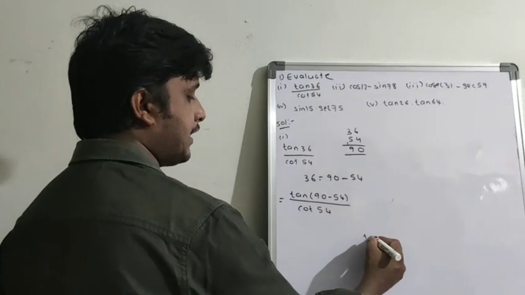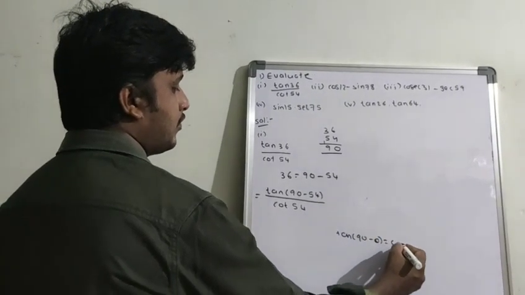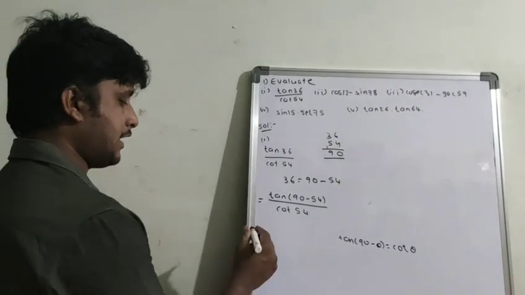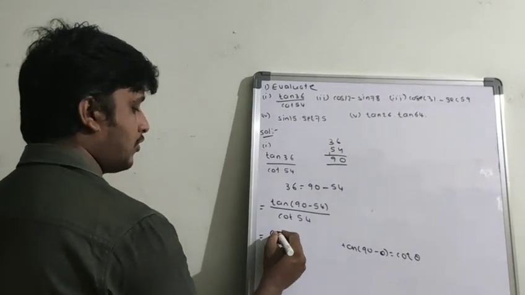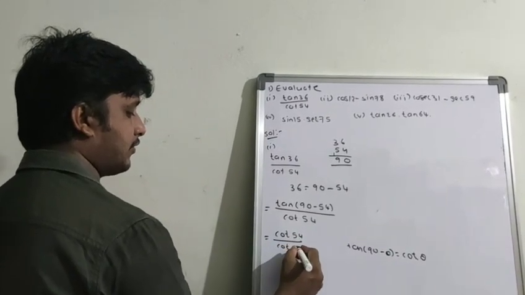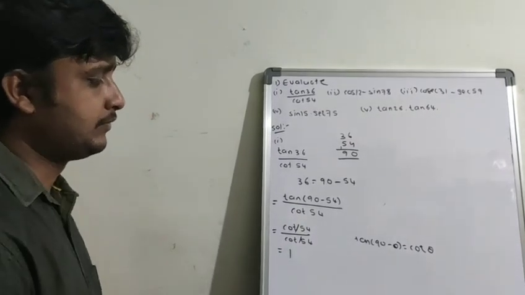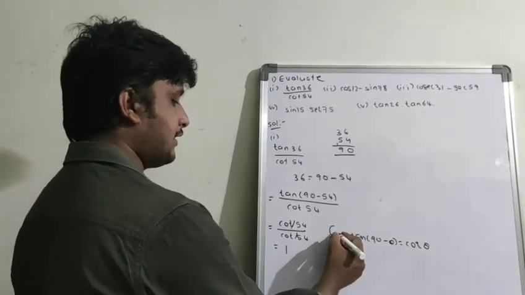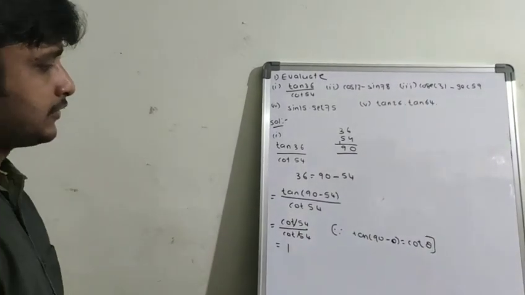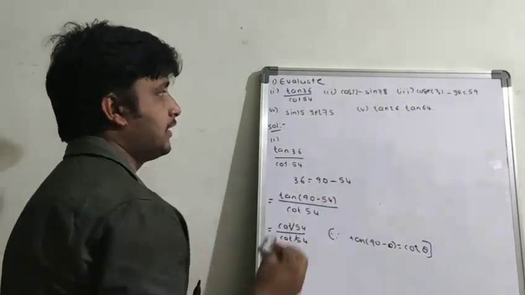So we know that tan 90 minus theta is equal to cot theta, isn't it? Yes. Tan 90 minus 54 is equal to cot 54, by cot 54. So these two get cancelled, and you will get 1 as the answer. Since tan 90 minus theta is equal to cot theta, this is the way you have to do the calculation for this question. So coming to the next question, the second question.